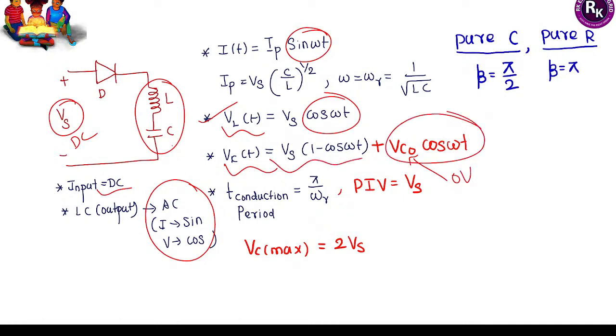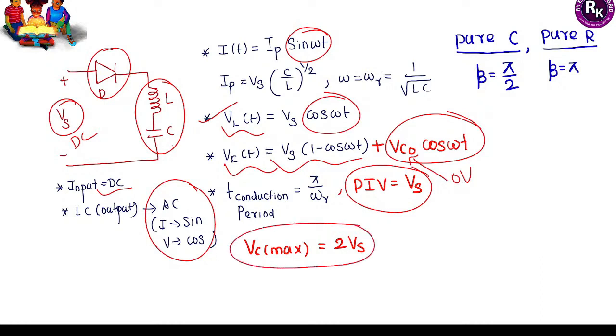And if somebody asks you the maximum peak inverse voltage of the diode, it will be equal to the supply voltage, and the maximum voltage drop across the capacitor will be twice the supply voltage. You can observe at omega t equal to pi the maximum voltage drop across the capacitor. If you put omega t equal to pi, cos pi becomes minus 1, minus of minus becomes 1, so you will have twice the supply voltage. That is the maximum voltage across the capacitor.